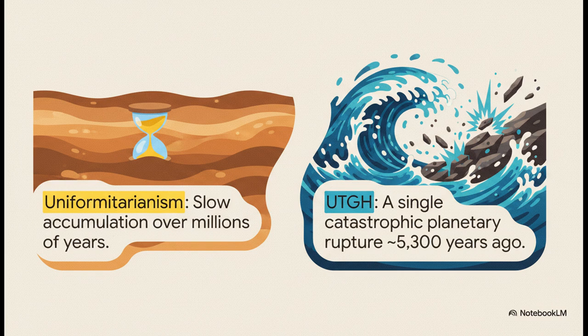But on the flip side, the UTGH proposes something entirely different. It argues that those massive sedimentary layers are actually the result of a single, violent planetary rupture event, a massive flood of supercritical water that happened just over 5 millennia ago.